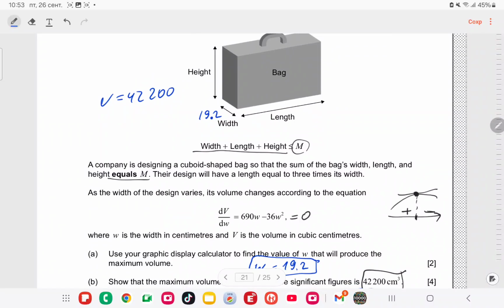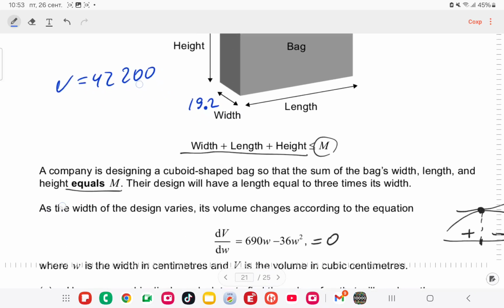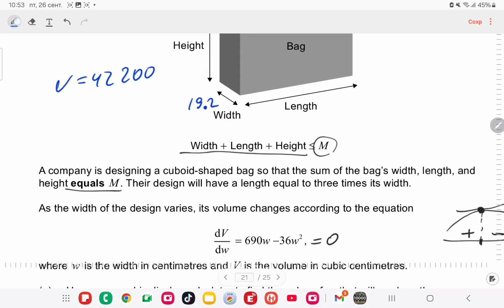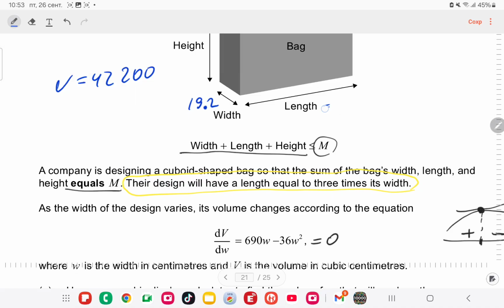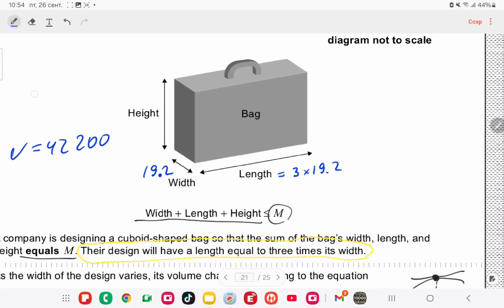Now we have 2 dimensions remaining, height and length. But if you remember, these 2 dimensions are connected by one sentence. Have a look at this sentence: the design will have a length equal to 3 times its width. So the length is equal to 3 times the width. Now we have everything, guys.